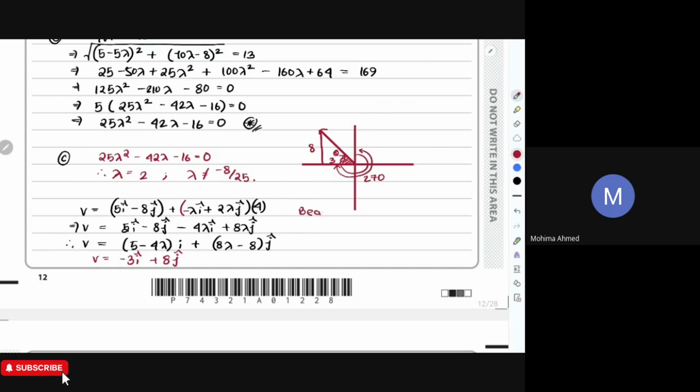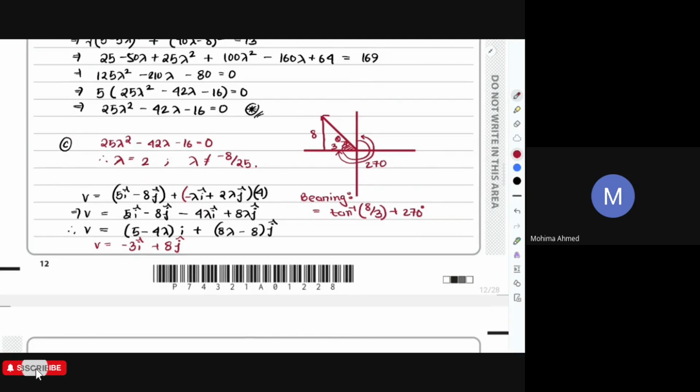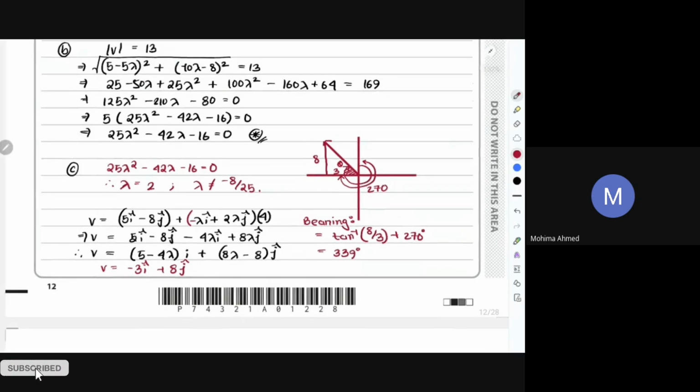Bearing over here is just going to be tan inverse opposite over adjacent plus 270 degrees. Tan inverse 8 over 3 plus 270, which is going to be 339 degrees. They never asked you for the magnitude, so we will not even calculate that.